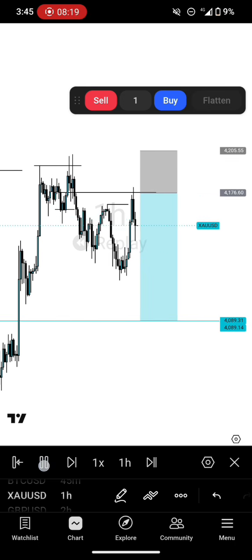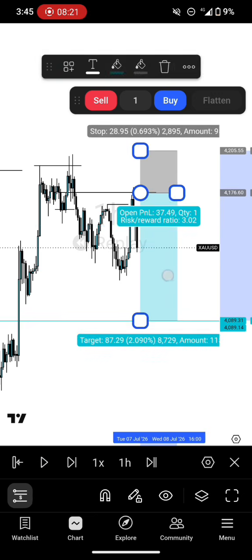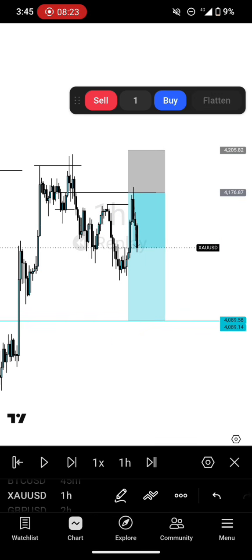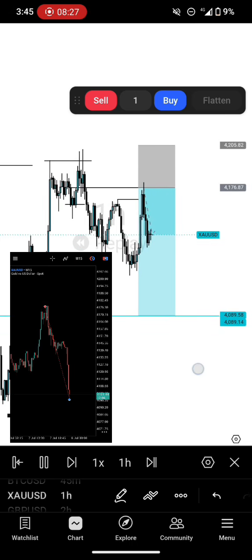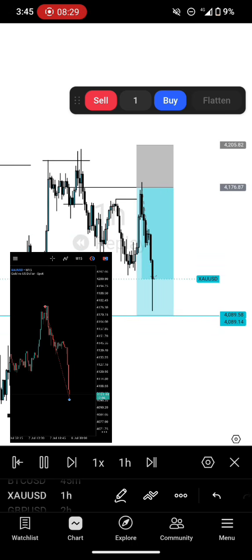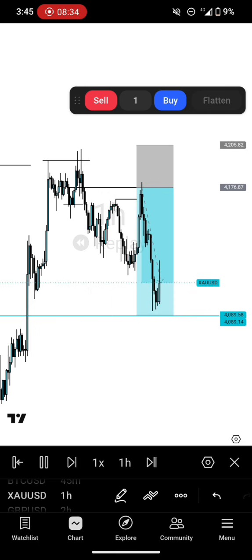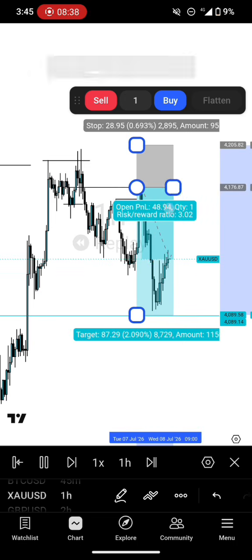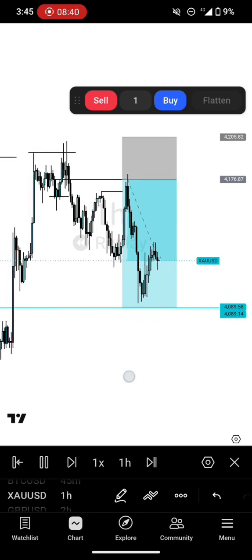Right now you could see market tapped into the key level, right? And let's see what happens next. Now this is where you need to understand structure. When you understand structure, you can tell what market is going to do, right? And this was how this trade played out beautifully well.